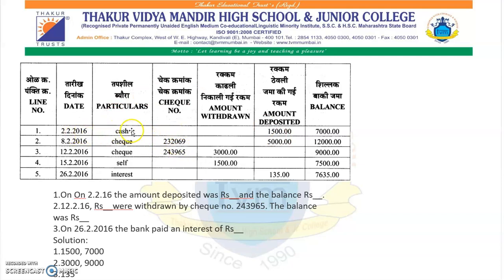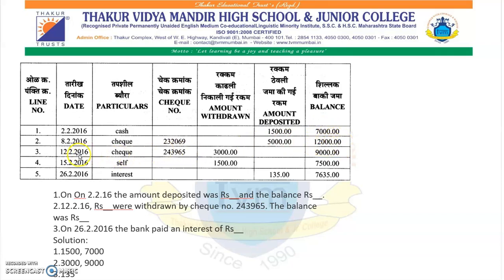Suppose on 2nd Feb the money is deposited by cash, it is 1500. The previous amount was 5500. So when we add 1500 to 5500, we get the balance 7000. In the same way, if we are depositing money by check, the check number will come here. The amount will be written in the amount deposited column and it will be added, and the balance we get is 12,000.